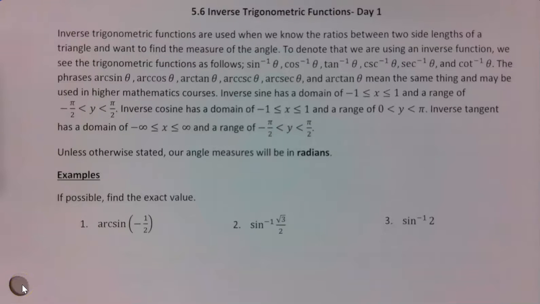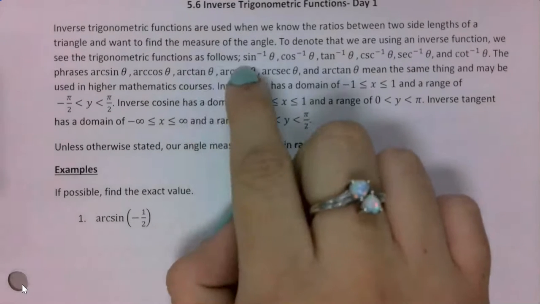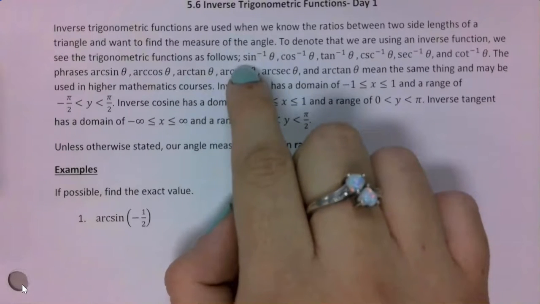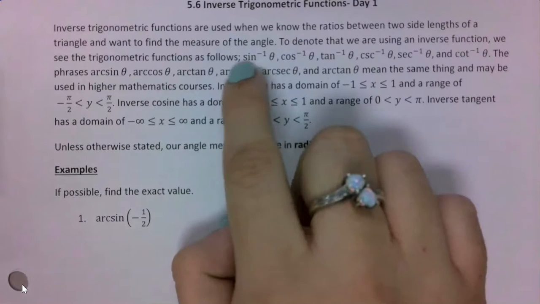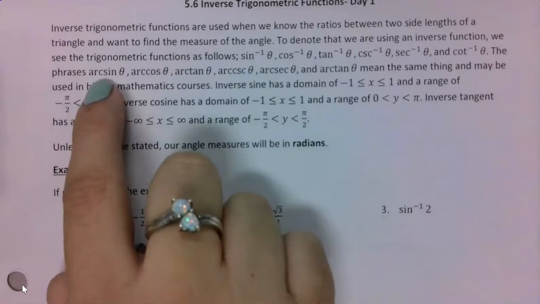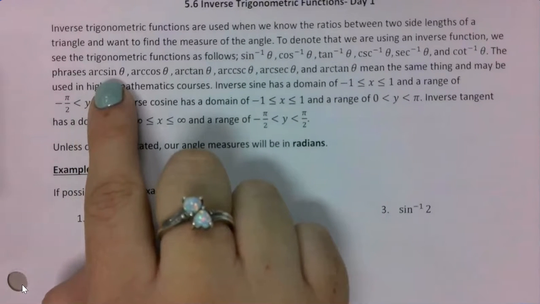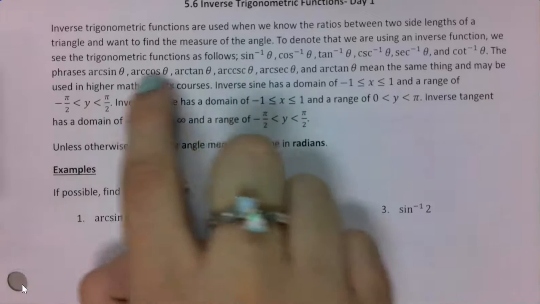Okay, so today we are talking about inverse trig functions. These are when we know a ratio and we want to go backwards and find the angle. It can either be written as the trig function with a -1 exponent, or it can have the word arc in front of it. Both of these phrases mean the exact same thing, and the higher you go in math, the more likely you are to see the arc terms.